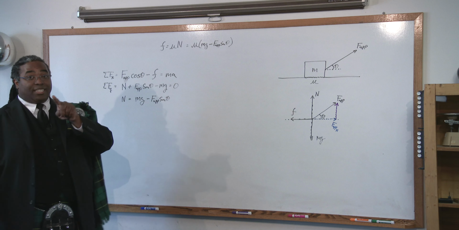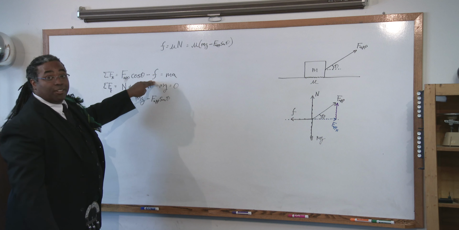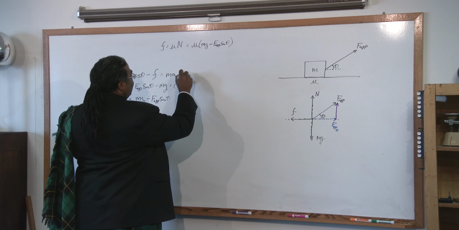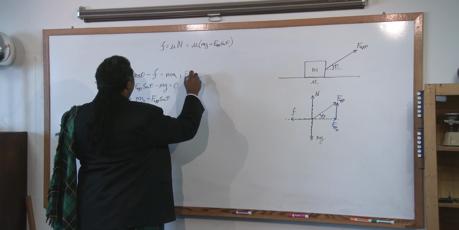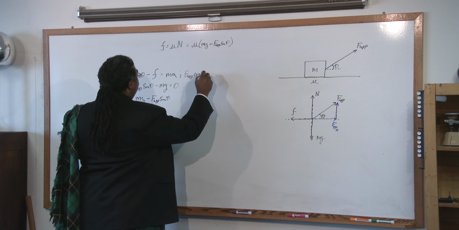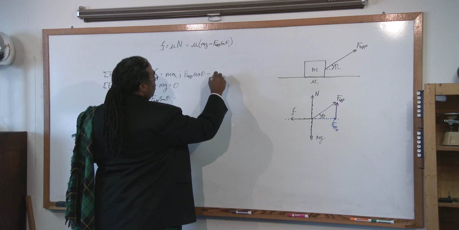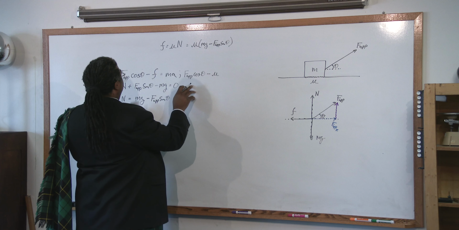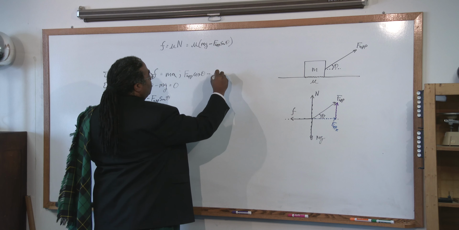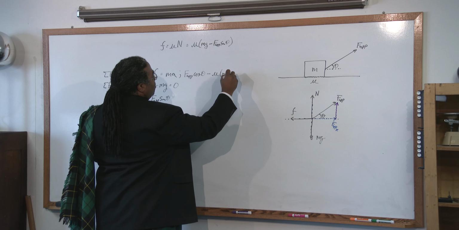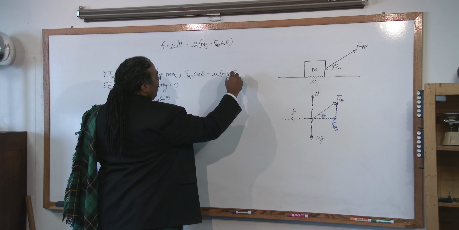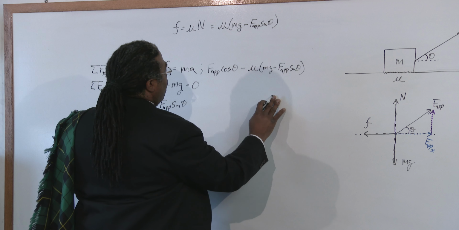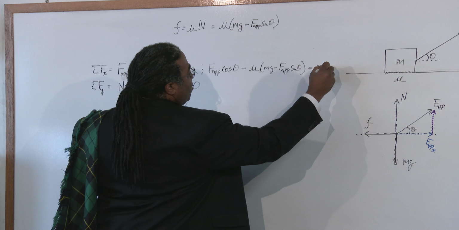So now we can substitute that in for our force of friction. I'm just going to put a semicolon here to separate, and we can say now the force applied cosine theta minus mu, and we're going to substitute for the frictional force, so that becomes mu times mg minus F applied sine theta. And that equals ma.